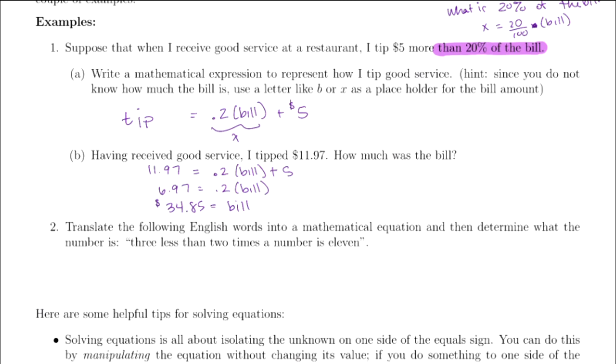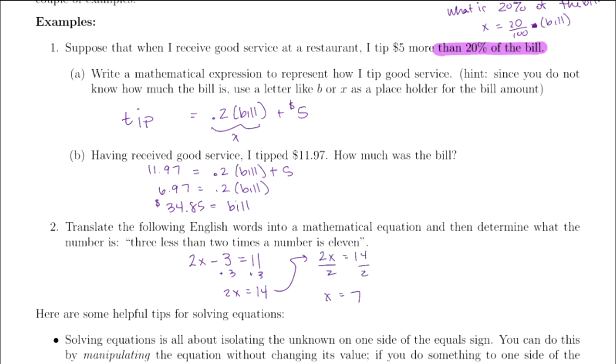Okay, number 2 is to translate those words into a mathematical equation. So 3 less than 2 times a number is 11. So 3 less than 2 times a number, so 2 times a number minus 3. 3 less than 2 times a number is 11. And then we would solve this. You would add 3 on both sides. So you get 2x equals 14. And then divide by 2. So x is 7.